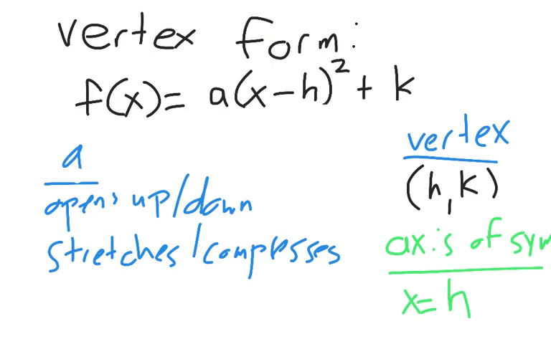Well, today we are going to be moving from vertex form, which tells me all of these things, to standard form. So here is the standard form of a quadratic equation: f(x) equals ax squared plus bx plus c. It's still quadratic because it's x to the second power, just like in vertex form.